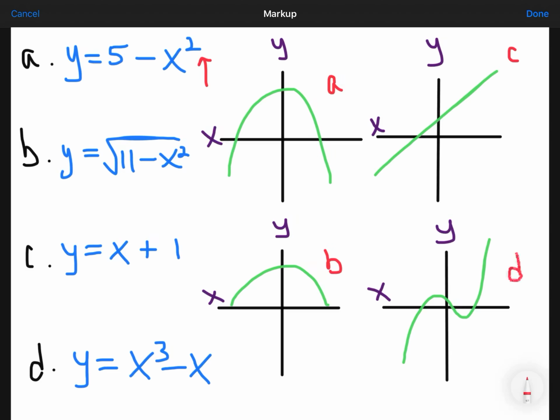So go ahead and make sure you practice recognizing, as they give you the equations, that you can picture the graphs in your mind.